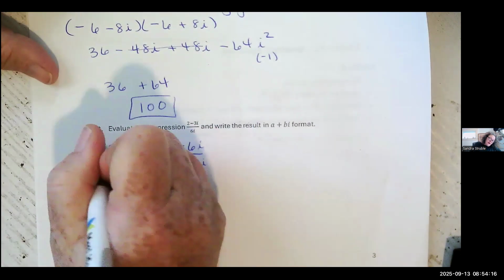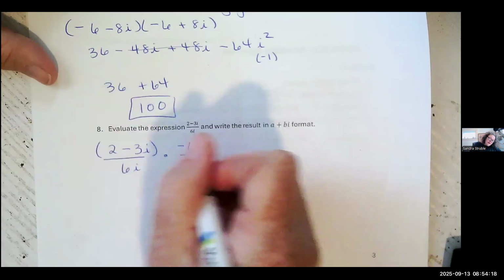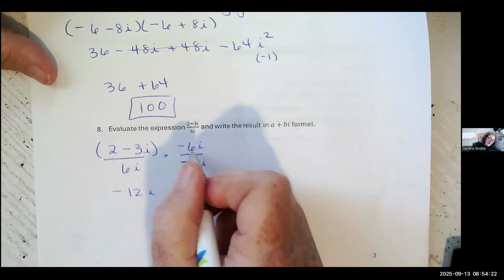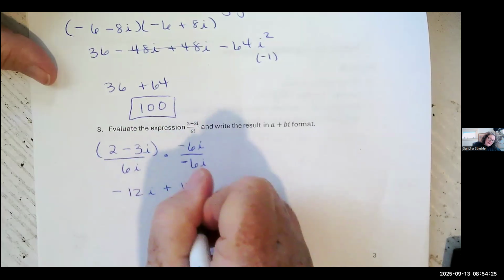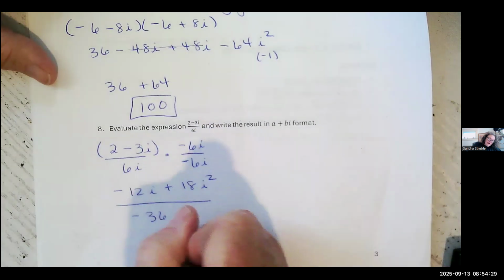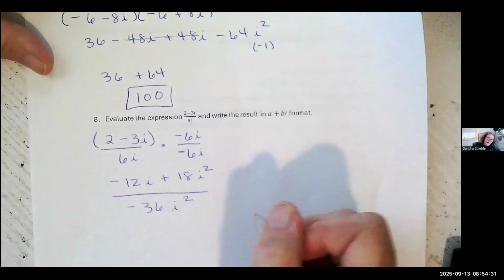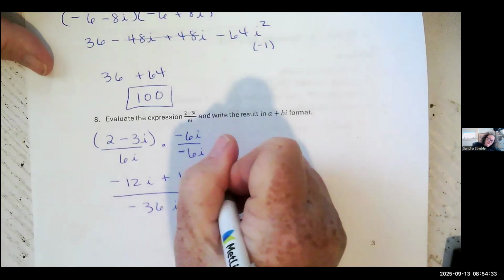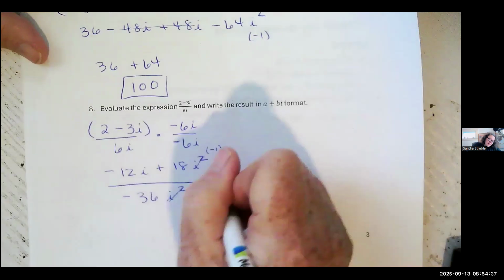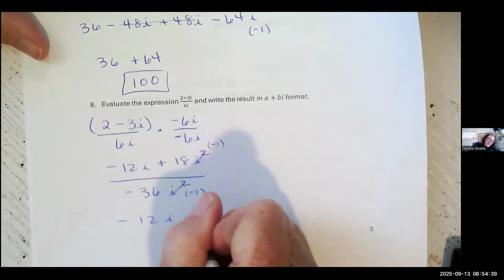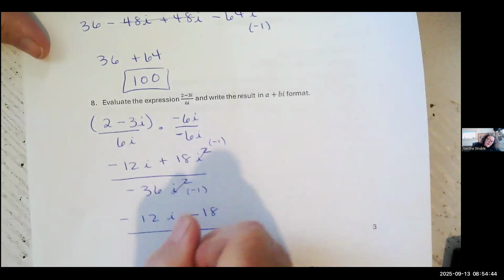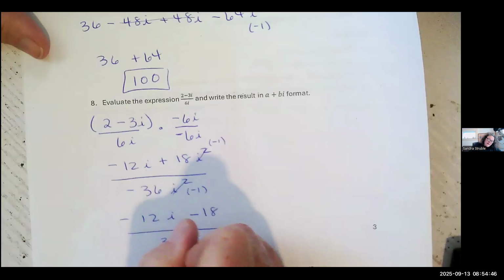So when you multiply, you have to distribute. -6i times 2 is -12i. And negative times negative is positive 18i squared, over -36i squared. Remember, the i squareds are -1. So this becomes -12i minus 18 over negative times negative is positive 36.